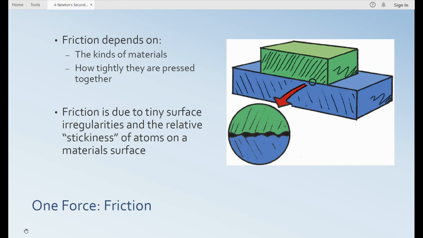Another aspect of the materials that might cause friction is the relative stickiness of the atoms. So, say the atoms in one block want to kind of hang on to, say, the electrons in another block. So those atoms don't want to move across each other very easily. They want to kind of stick together. So the kind of material affects friction. And also, how tightly are those two objects pushed together to create friction?